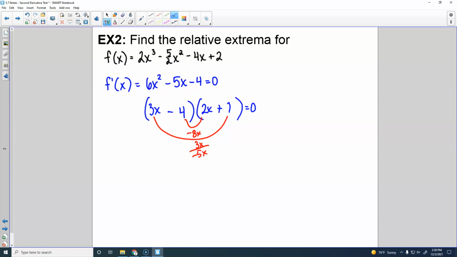Yeah. So each one of these, 3x minus 4 equals 0. So we're going to get 3x equals 4, which is x equals 4/3. And then over here, 2x plus 1 equals 0. So 2x equals negative 1, and x equals negative 1/2.